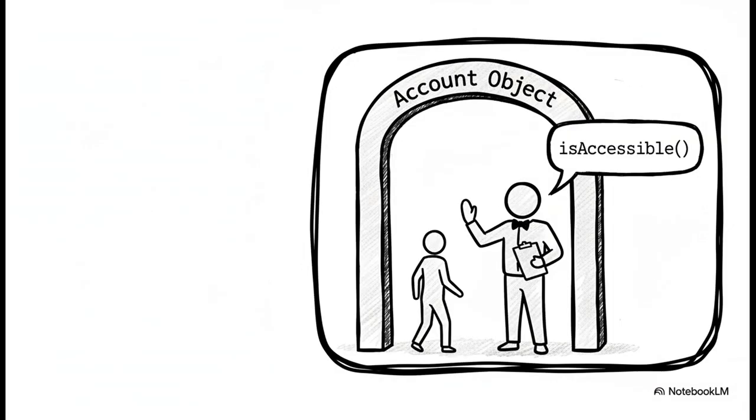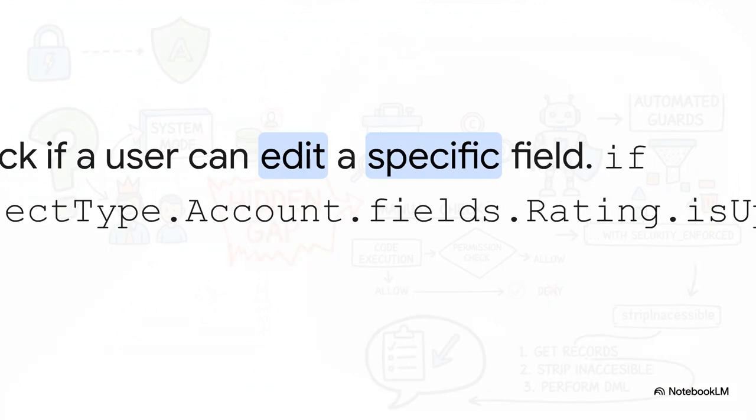Okay, let's see what this looks like in some real code. Before you even think about running a query on the account object, you can wrap it in a simple if statement like this. That isAccessible method. It basically acts like a bouncer at a club. It stops and asks, hey, does this user even have a ticket to see the account object? If the answer is no, the query doesn't even run. Simple as that.